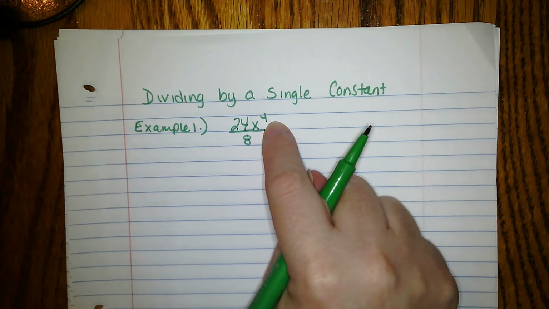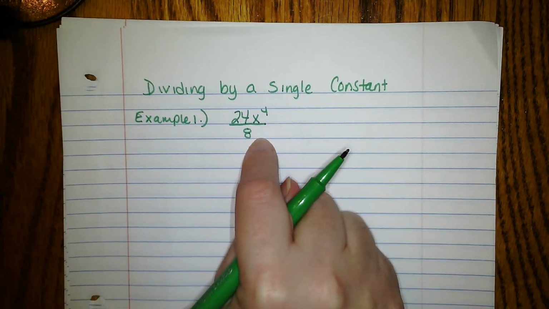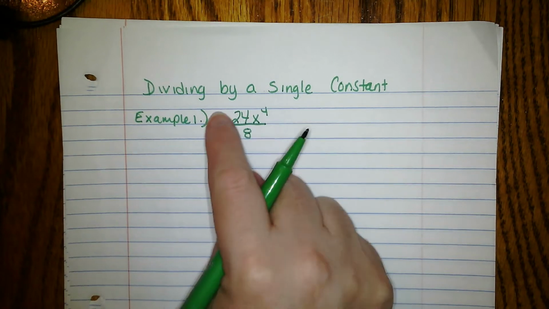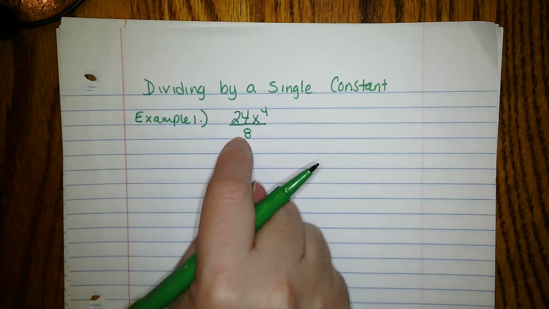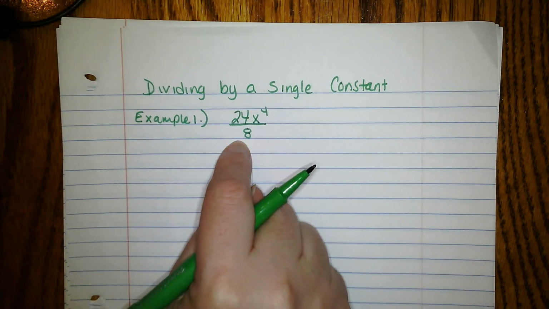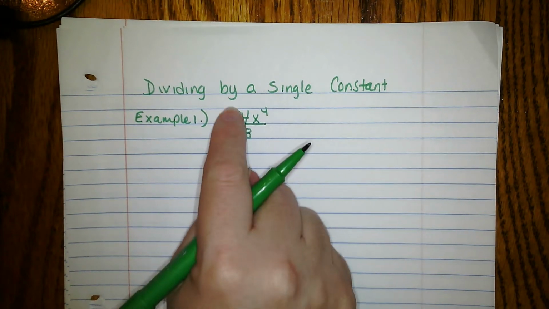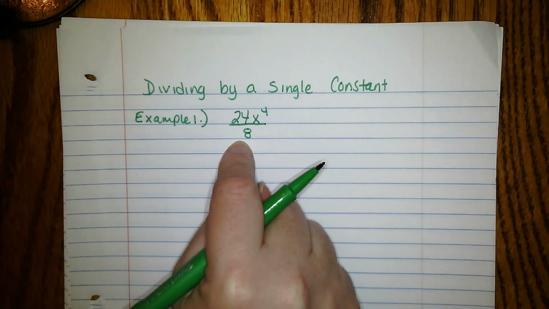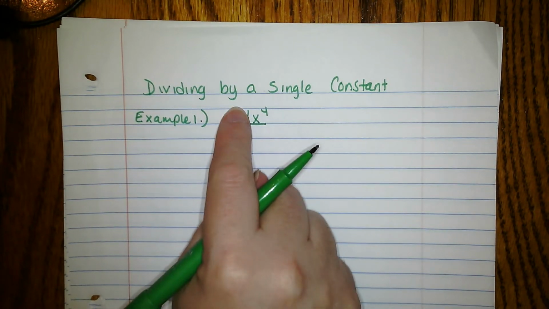So this is a single monomial divided by a single monomial. When you're dividing, you basically just divide the numbers in the front. So this would be your coefficients. So you would do 24 divided by 8. Keep in mind that when you're dividing, sometimes they don't divide clean, and that means you need to divide by a common factor. 8 does go into 24.